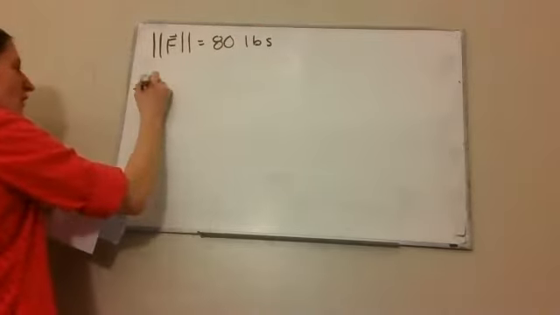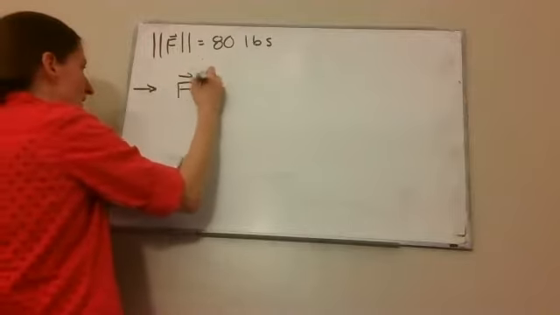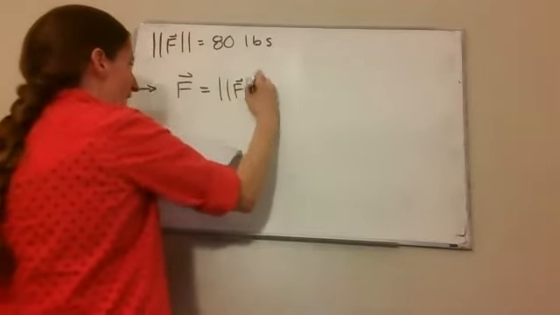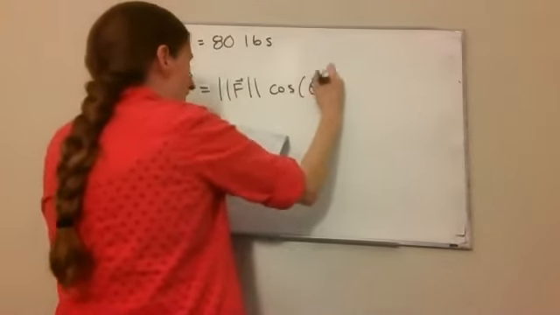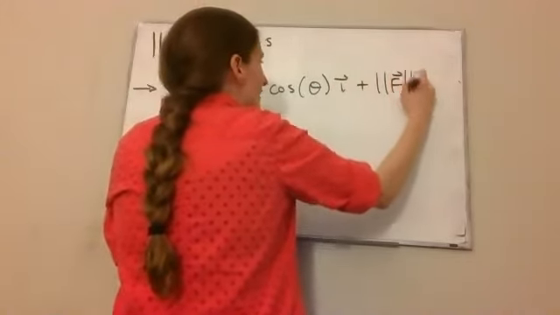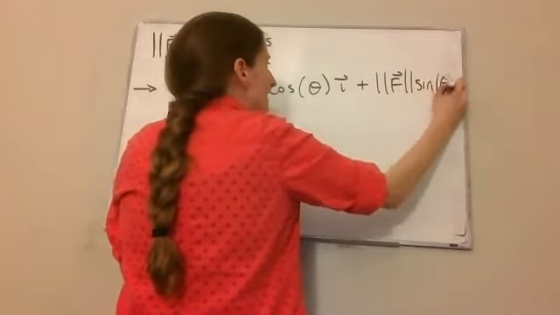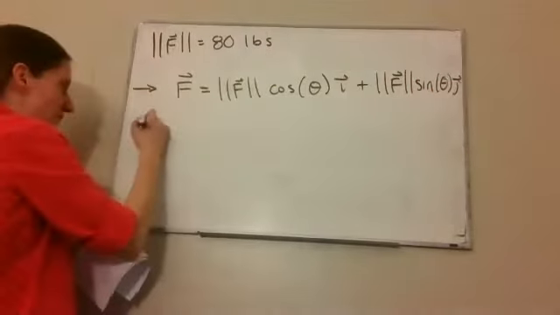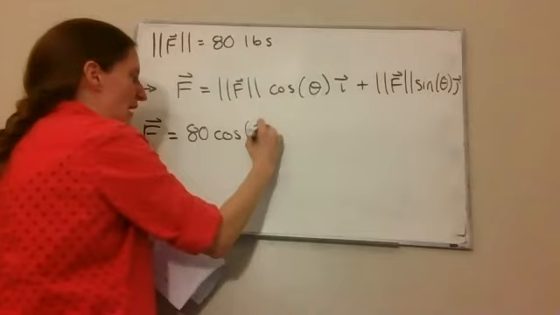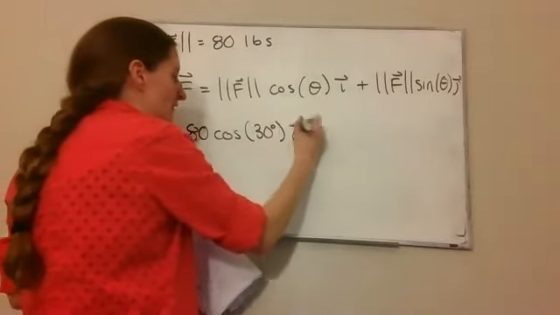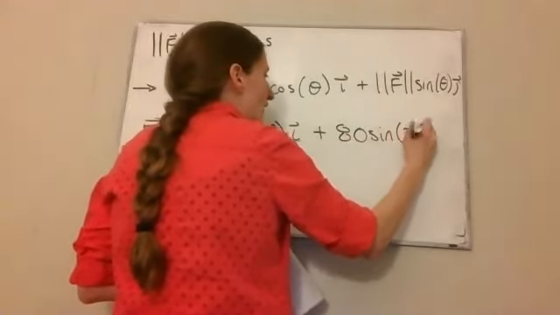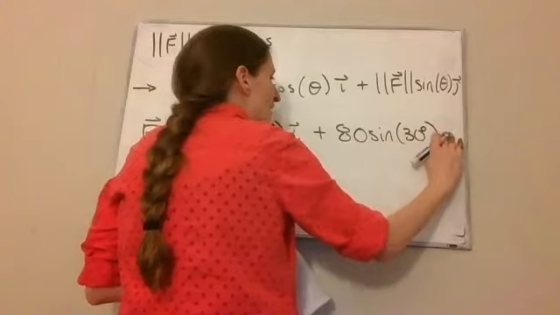And so if I use one of my versions of writing a vector, the force vector is going to be equal to the magnitude of F cosine of theta times i plus my magnitude of F sine theta times j. Well, this tells me that I'm going to have 80 times cosine of my angle, which was 30 degrees, times i, plus 80 times sine of that 30 degrees, times j.